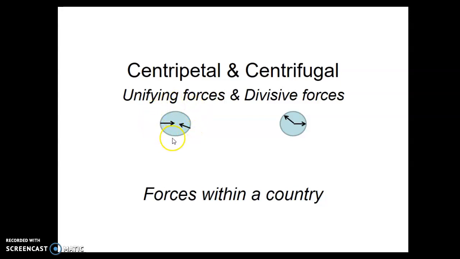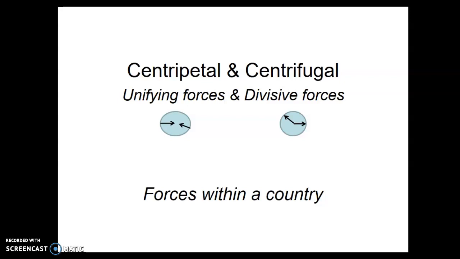This is centripetal forces. They're unifying forces. So have your arrows, draw your arrows coming in towards the middle. Centripetal means coming towards the middle. And so what are these forces in a country? They're the good stuff. They're the ones where everybody comes together and unifies, like right around the winter holidays.